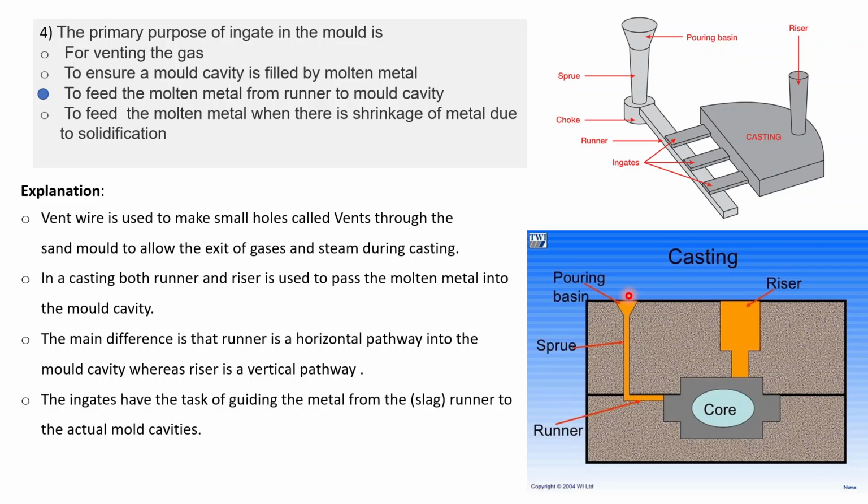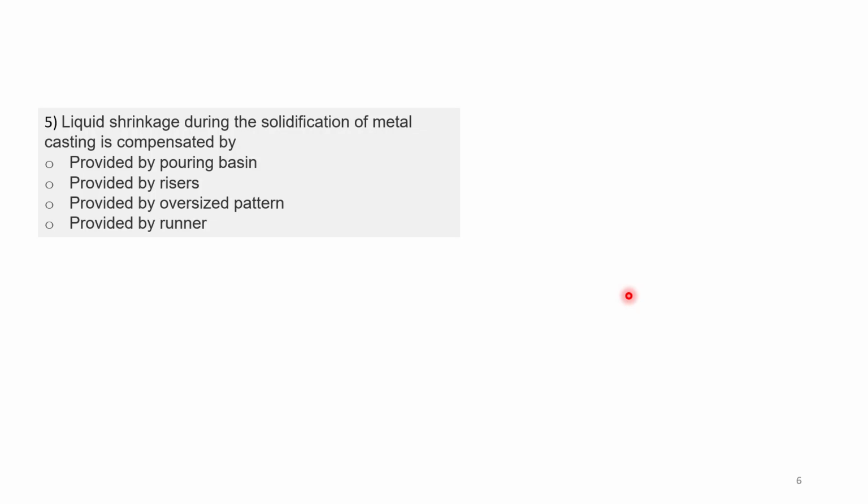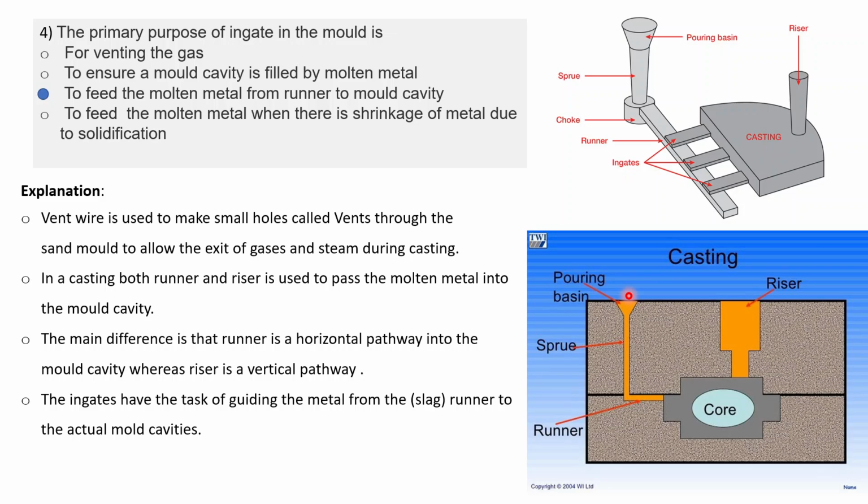Vent wire is used for making small holes called vents through the sand mold to allow the exit of gases and steam during casting. If you don't use these vent holes, then what will occur? The gases that are coming along with the molten metal, or the gases that are forming because of the interaction between your green sand and the molten metal, will make some steam or gases which get entrapped inside your casting. So that will cause formation of porosity. That's why formation of vents is required.